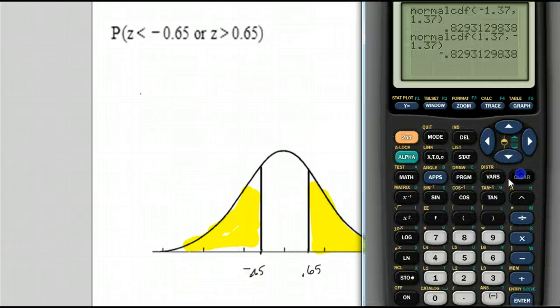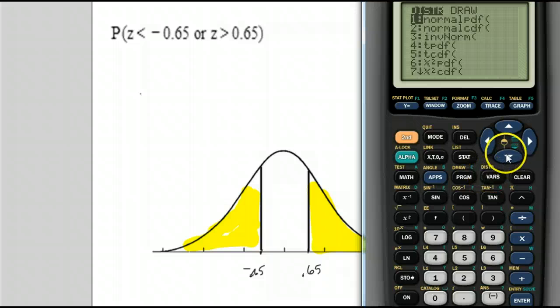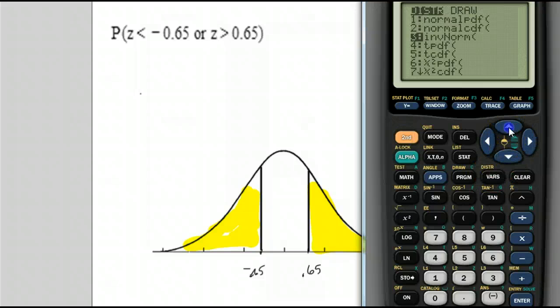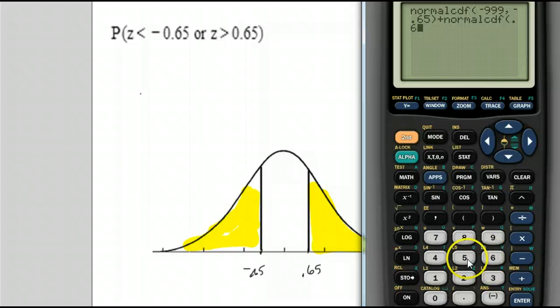A couple ways we can do this. One, I can do the normal CDF 2 times. This starts at negative 999 and ends at negative 0.65. And then add to that this one, which is the normal CDF of 0.65 comma, and then it goes up to positive 999.